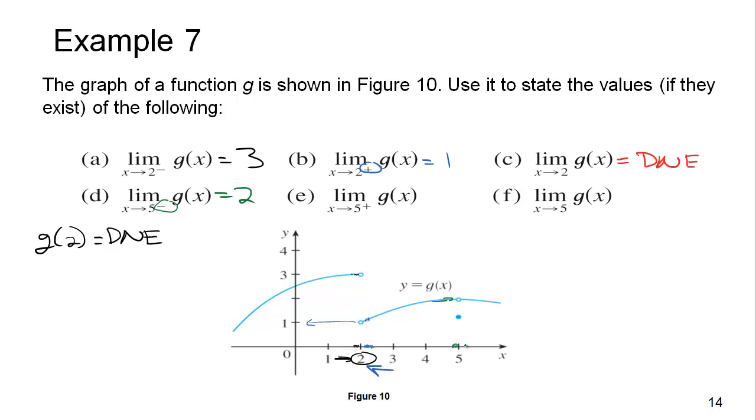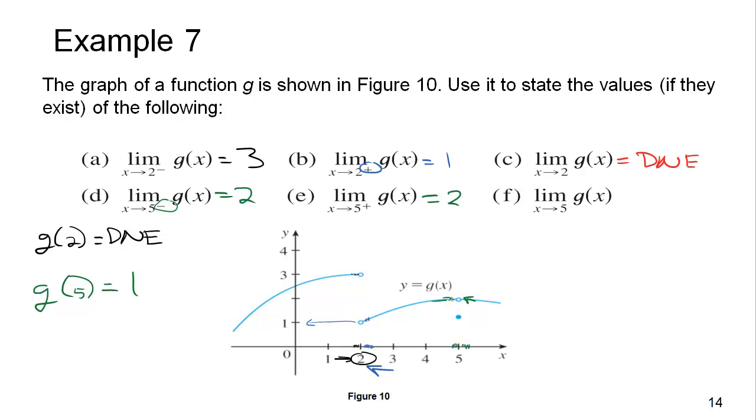Okay, but what about when we come at it from above? Come at it from that direction. It's also approaching the same value. By the way, what does g of 5 equal? And according to this graph, you can all see that it equals 1, right?